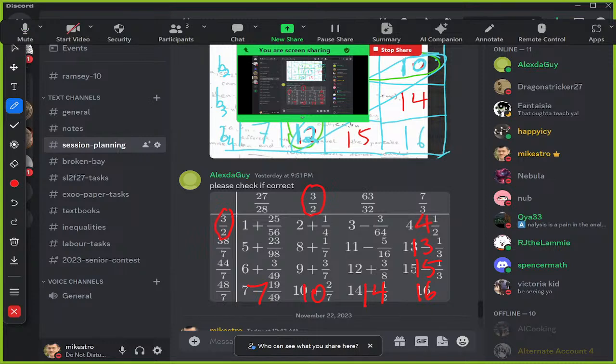9/4 is, yeah, so 9/4, which is like 2 and something, yeah? 2 1/4. So this is correct, and 2 1/4 rounds to what? 2. So that's 2, yeah? Okay, what else can we check?